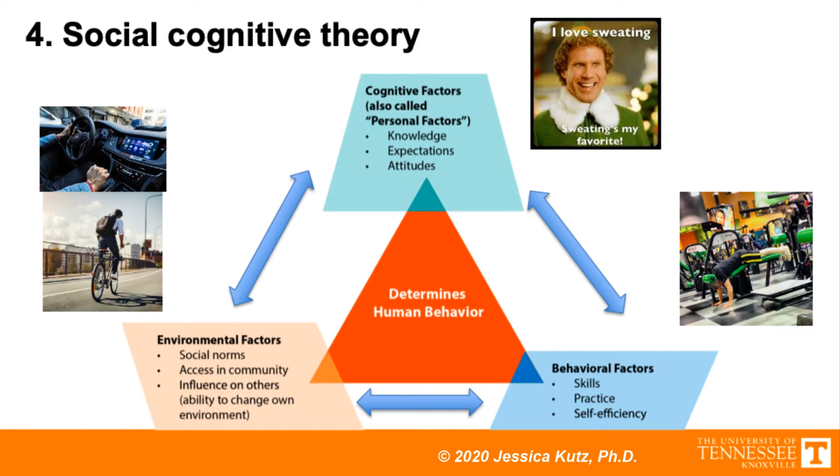This social cognitive theory does a nice job of highlighting how these different factors all influence each other, or at least can influence each other. And you can probably think of examples for yourself about how the environment, your behavior skills, and your own cognitive factors influence a behavior.